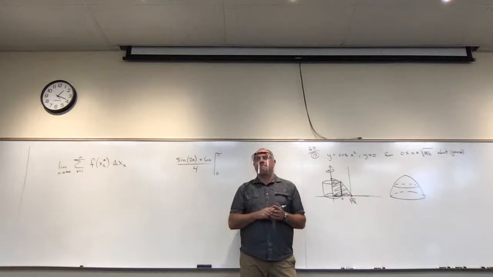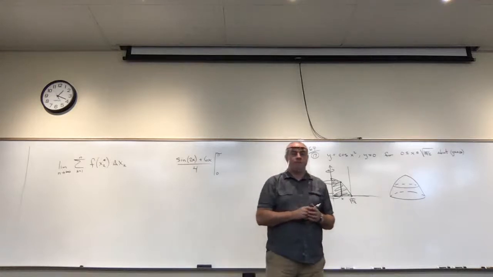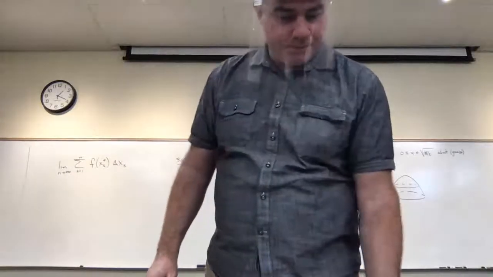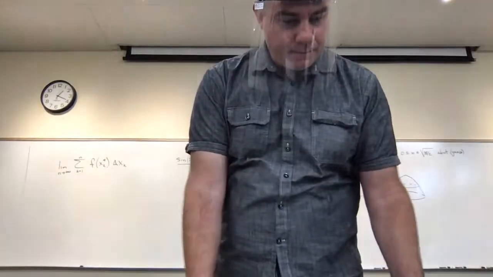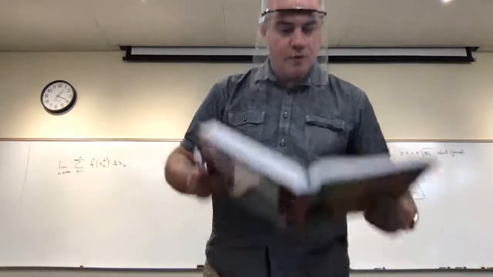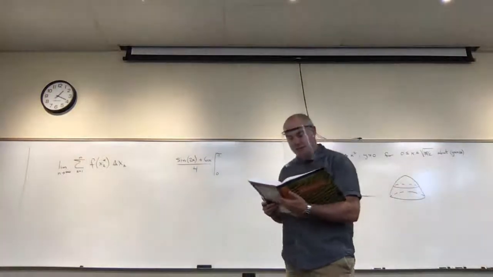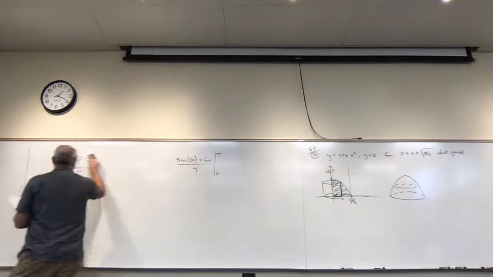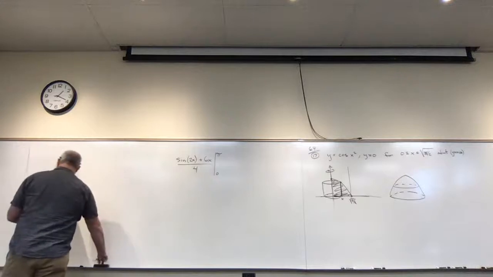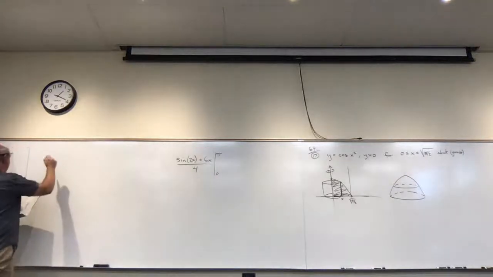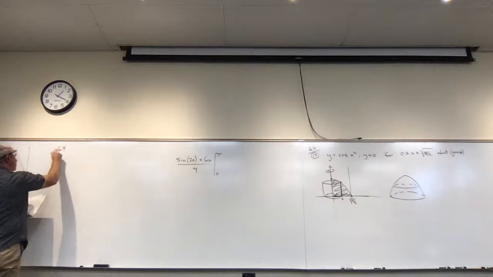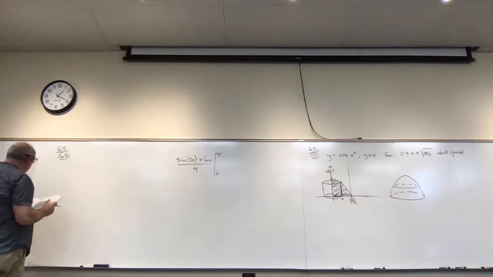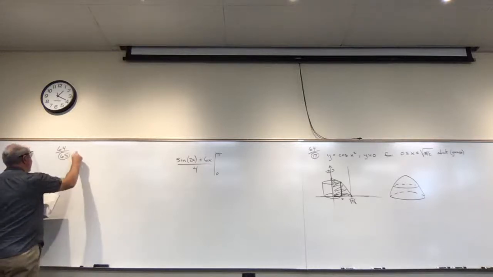Yes, sir. Can we do 65 on 6.4? 6.4, number 65. Sure. Okay. Use the shell method to find the volume of the following solids. So this is 6.4, number 65, correct? Yes. Okay, so we want a right circular cone.